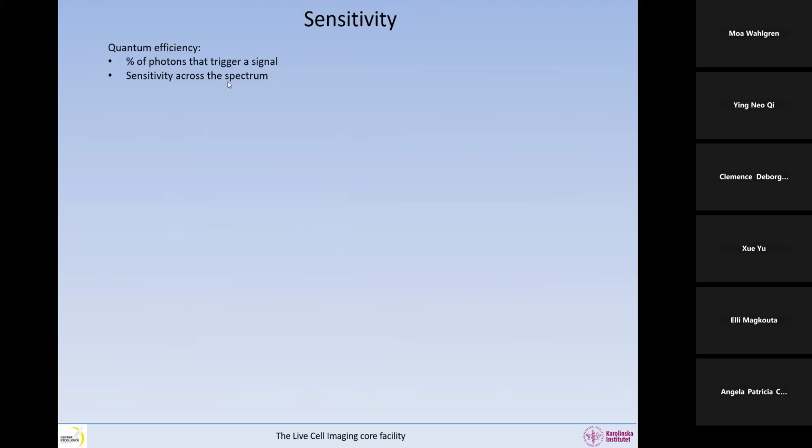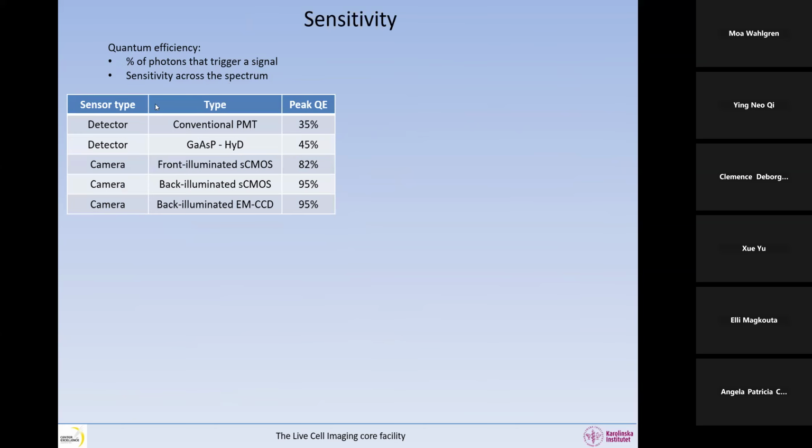The quantum efficiency is very different from one type of sensor to another. So here you can see a few detectors. So this is in single point confocals, and a few cameras. So these are some very typical cameras and single point confocals. And here you can see the maximum quantum efficiency. So I will explain why maximum.